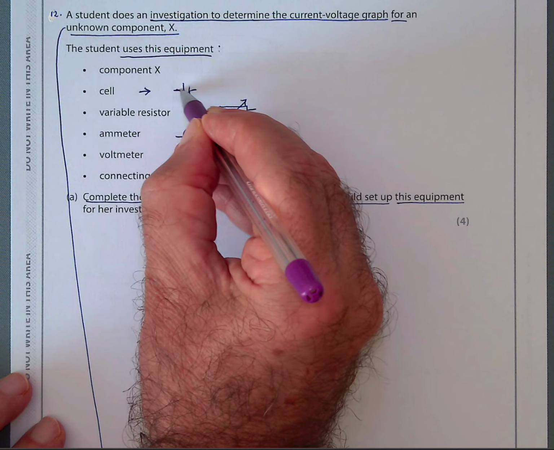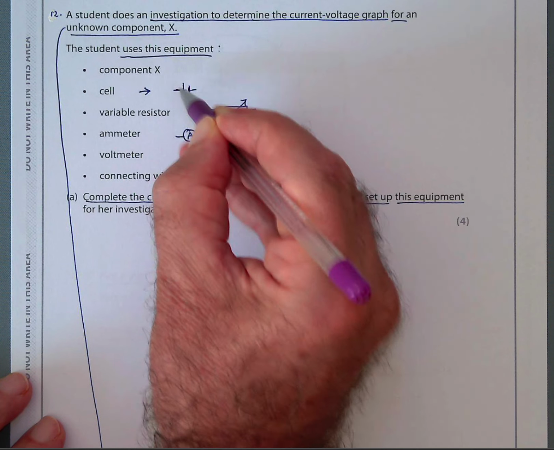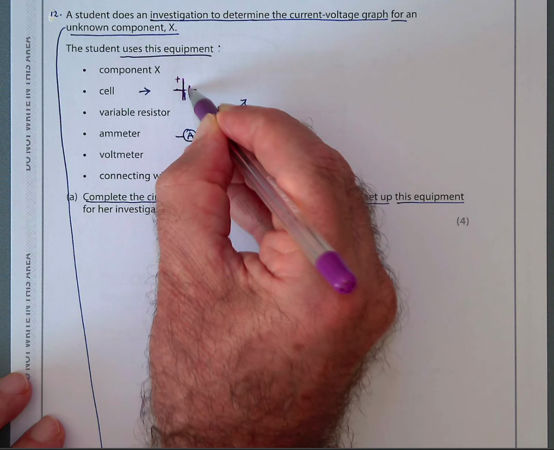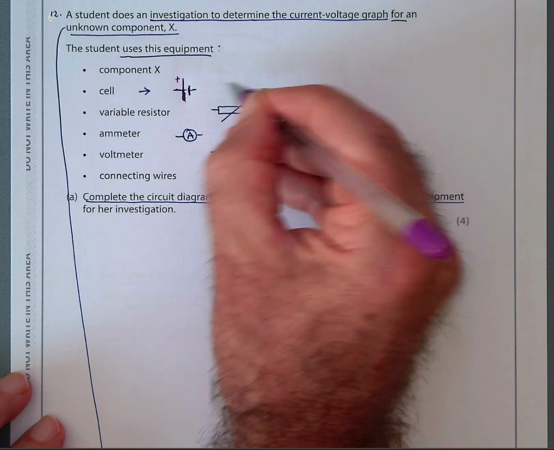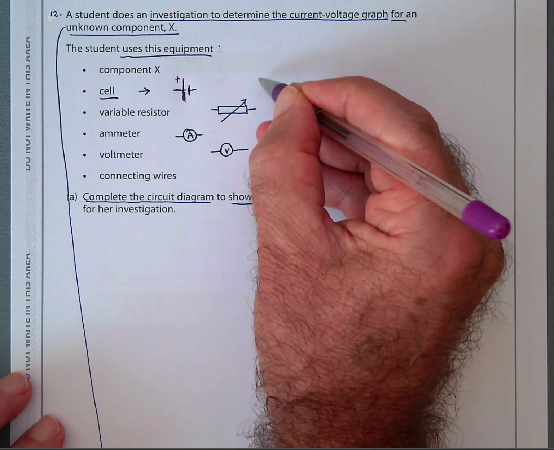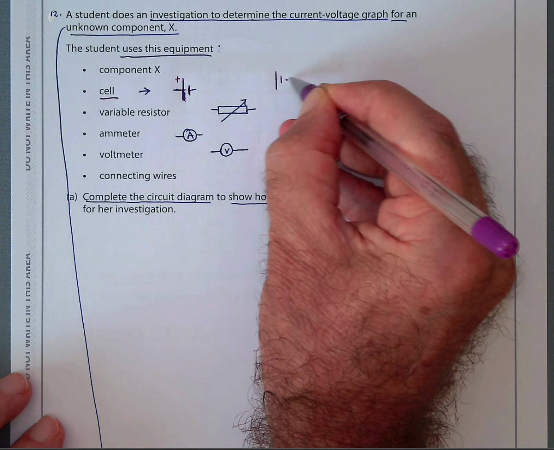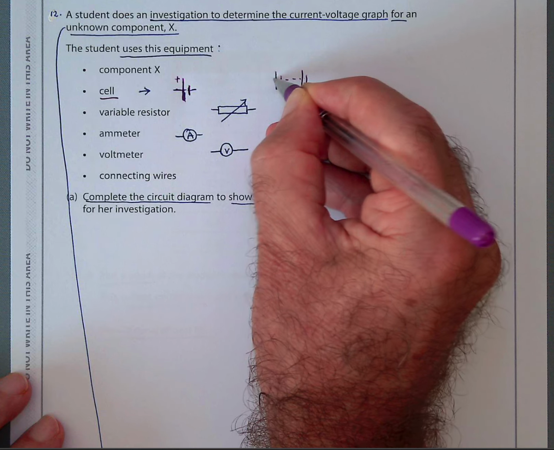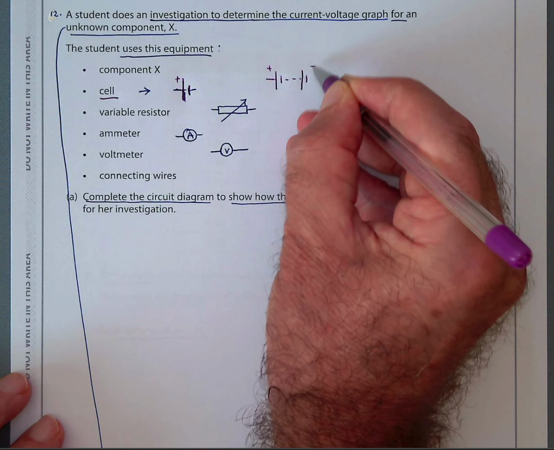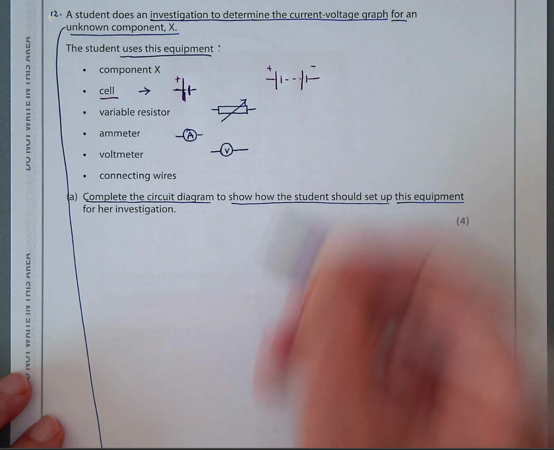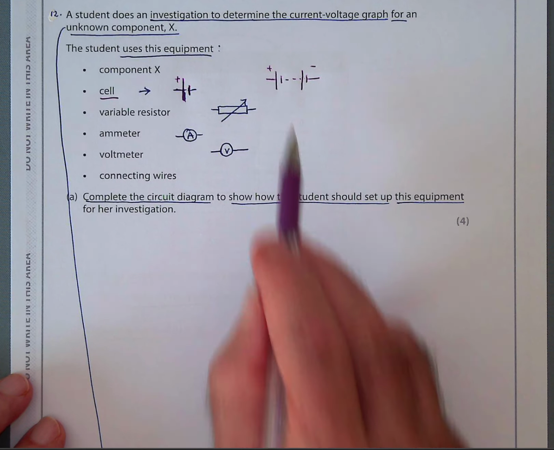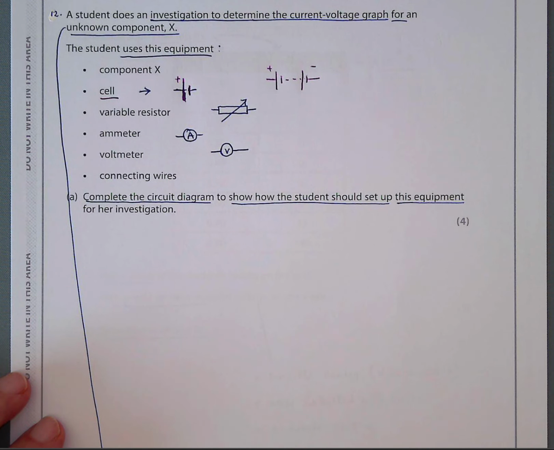A cell is a big line and a small line. The big line is the positive terminal, and the small line is the negative terminal. Now, they've said cell, so that's the cell. A battery is more than one cell, separated by dotted lines, showing you could have multiple positives and negatives. So you're not meant to put a battery, but I think they've been a bit lenient in the mark scheme, and if that's the only mistake you've made, they may overlook it.